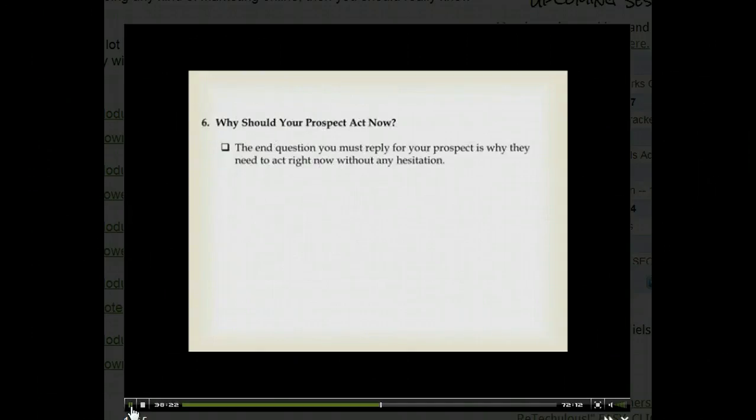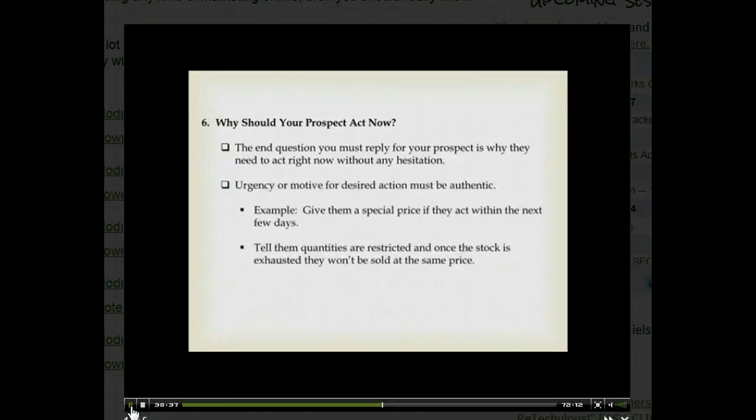Why should your prospect act now? This is something that's really important. If you're going to ask them to take action, you want them to do it now, not come back, because chances are they're not coming back. The end question you must answer for your prospect is why they need to act right now without any hesitation.